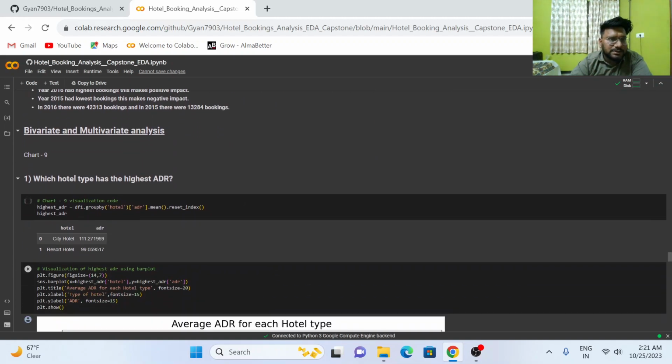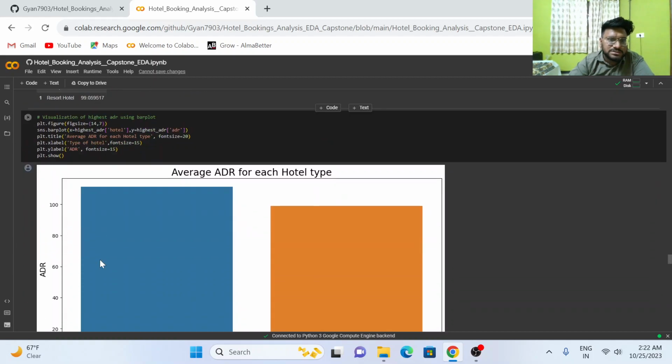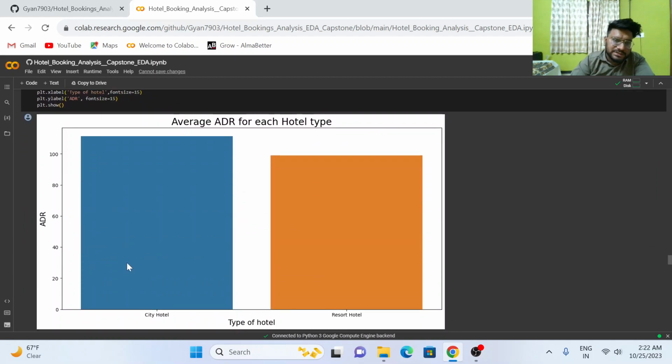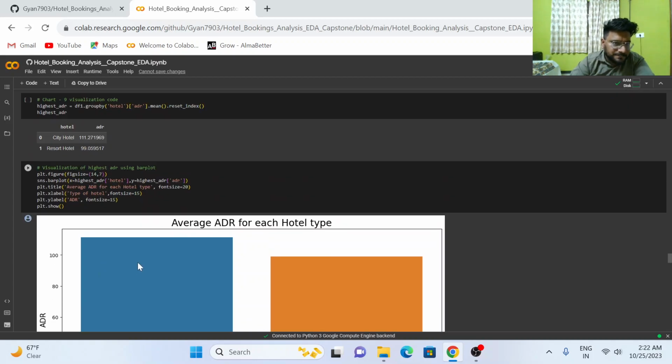Next, we'll start bivariate and multivariate analysis from here on. So the next question would be which hotel type had the highest ADR, and for this we'll use group by functions, and we'll get the average ADR for the city hotels and the resort hotels. So clearly we can see over here that for the city hotels, the ADR was the highest.